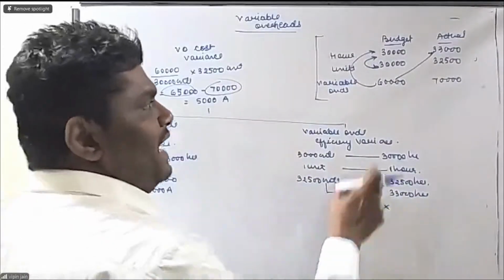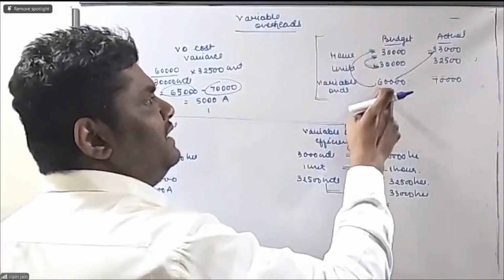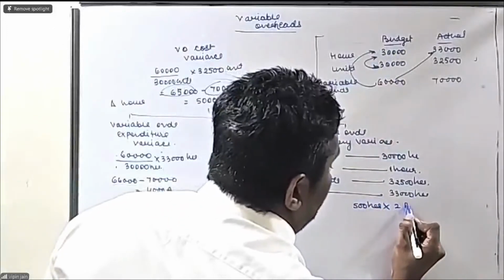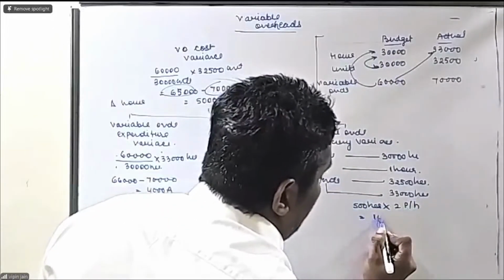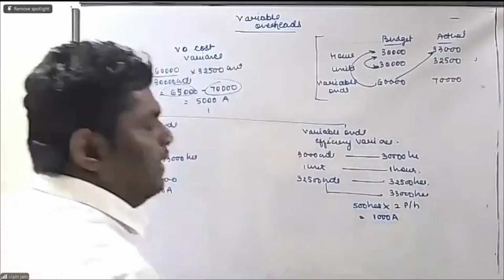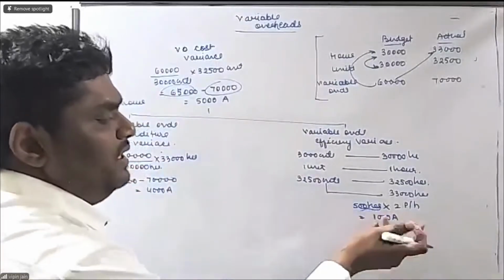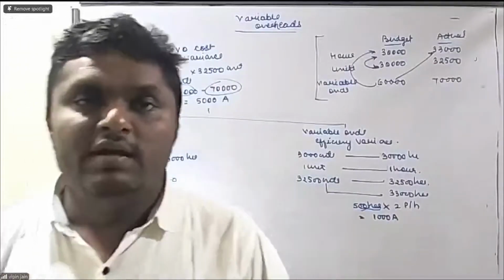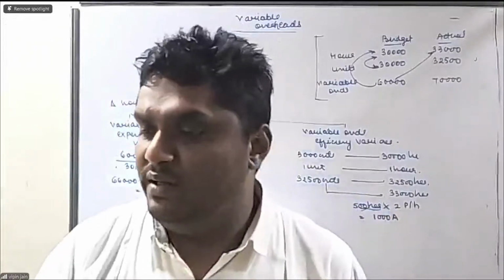Since it is hours, we'll be taking the rate per hour, that is 60,000 divided by 30,000. So it will be 2 per hour. The 500 hours will remain the same, but the rate we have applied is changed. So this is all about variable overhead.